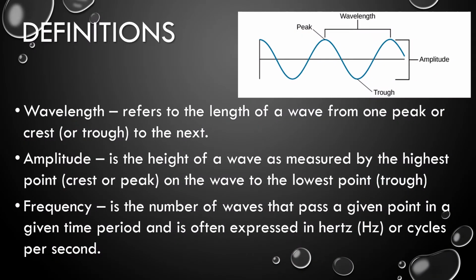As what was said, the components of a wave are the wavelength and the amplitude. Wavelength refers to the length of a wave from one peak or crest to the next. It can also be defined as the length of a wave from one trough to the next. Amplitude is the height of a wave as measured by the highest point, the crest or the peak, on the wave to the lowest point, or the trough. Frequency is the number of waves that pass a given point in a given period of time and is often expressed in hertz, or cycles per second.